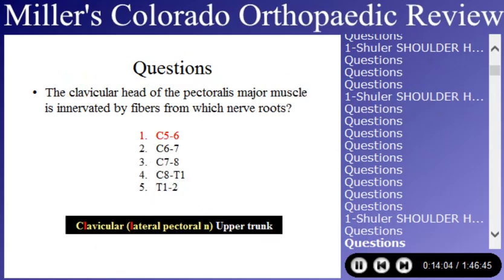Clavicular head of pectoralis major is innervated by fibers from which nerve roots? Well, we knew it was off the lateral cord coming from the upper trunk, C5, C6.